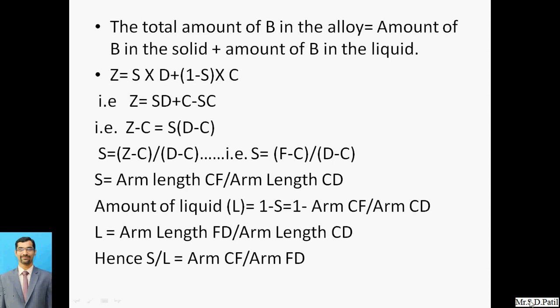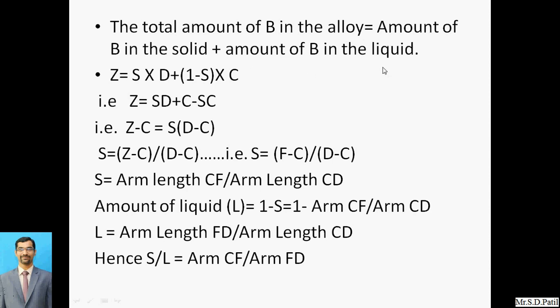So just consider the binary system of two metals A and B. We have already explained this, and Z is the composition of the alloy under consideration. Now we know the amount of B in the alloy is equal to the amount of B in the solid plus the amount of B in the liquid. So the total amount of B, in the sense of the second metal, in the alloy is equal to the amount of B in the solid plus the amount of B in the liquid.